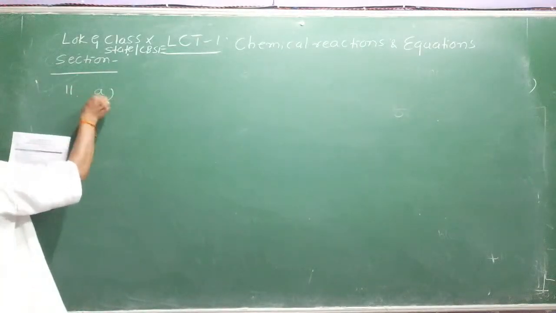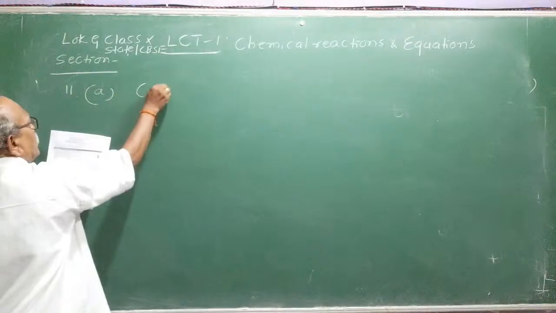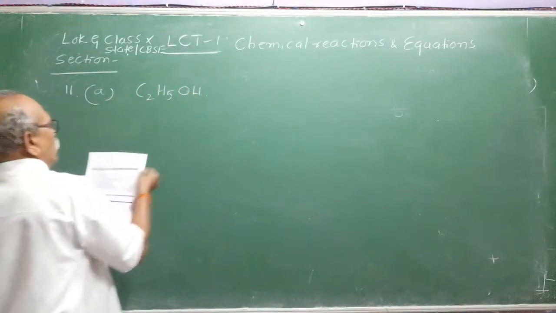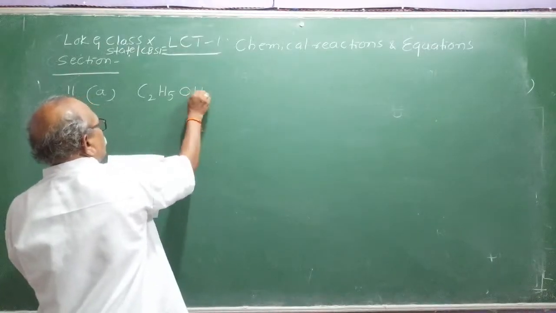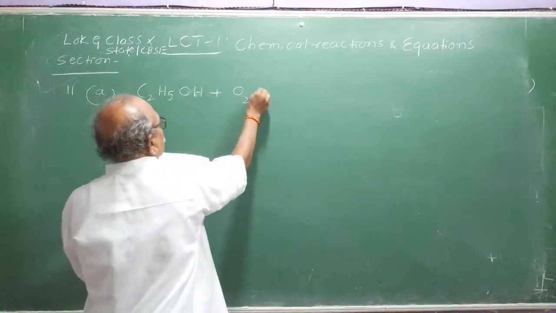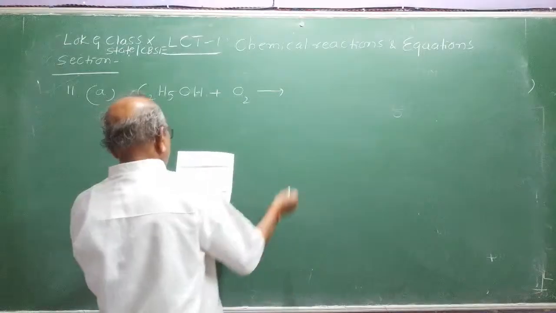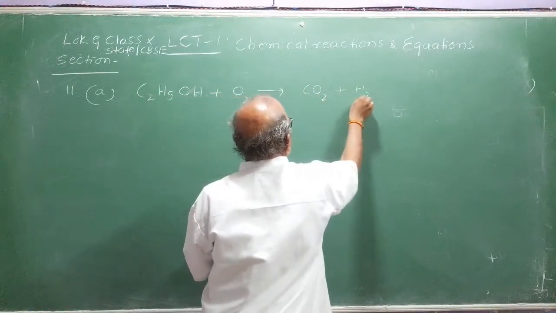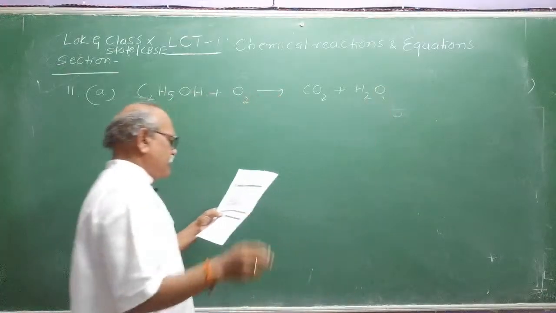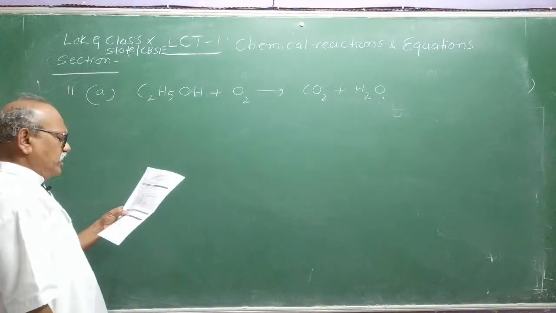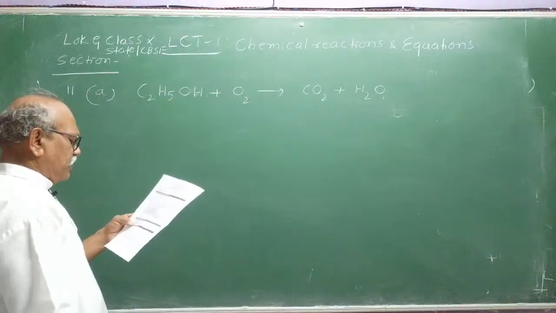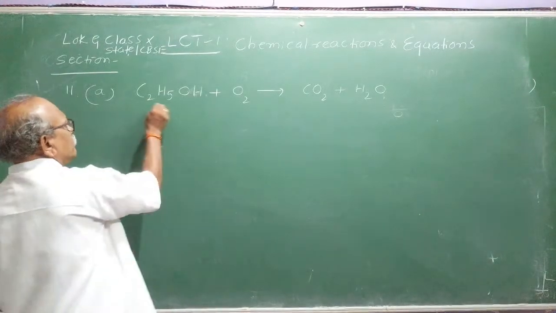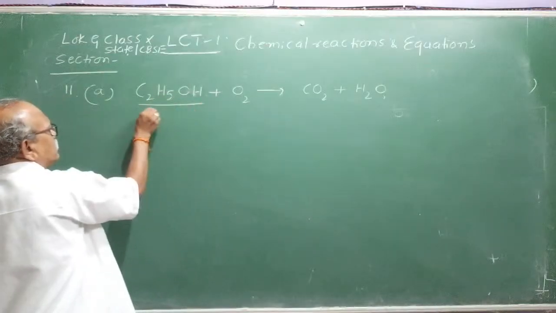A. You are given C2H5OH plus O2 gives rise to CO2 plus H2O. You have to do 2 things: balance the equation and identify the type of the reaction. It is ethanol. The name of this is ethanol.